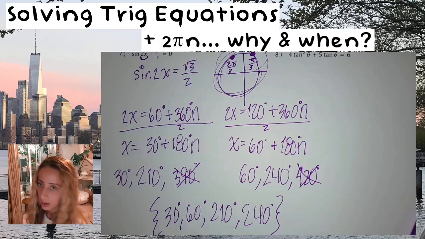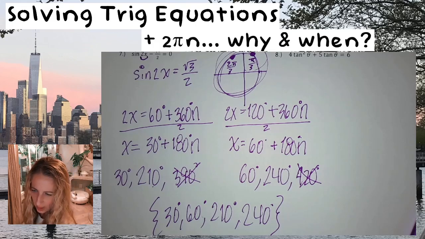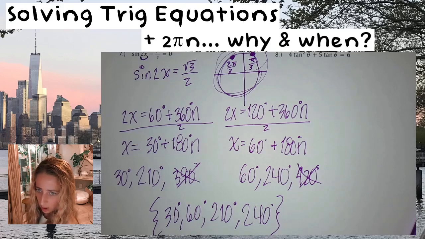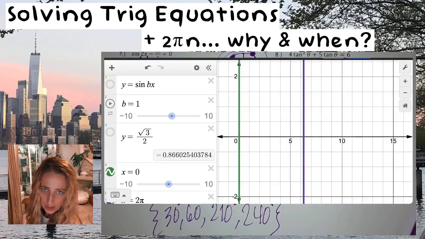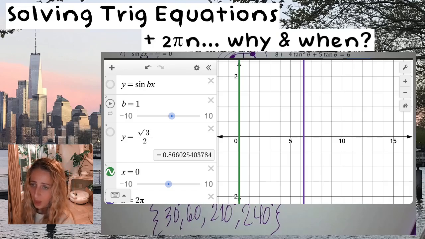Now, what does that look like on the graph? I'm glad you asked. Let's go look at that. So let's shut these off first. And okay. So here is Desmos. On Desmos right now, my green line is 0 and my purple line is 2 pi, which is 360, okay? Because my Desmos is set like that. So 0 and 2 pi, that's my 1 lap.